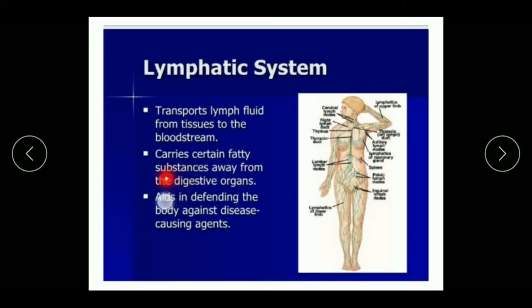It also carries a certain fatty substance away from the digestive organs. Some of the fatty substance returns back from the digestive organs.